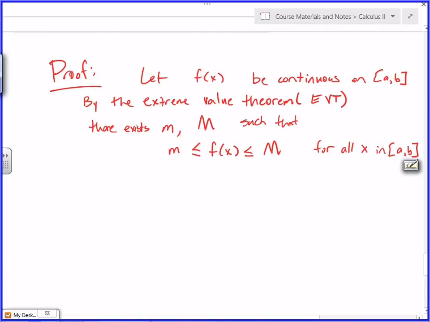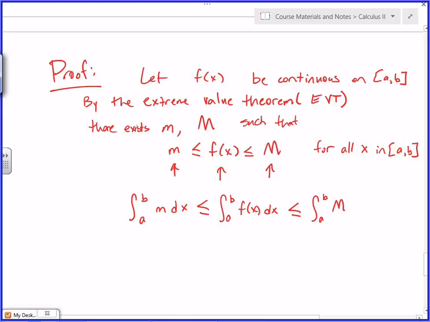Now what I'm going to do is integrate all three pieces of this. Integrate this, and integrate this over the interval. So the integral from a to b of little m dx is less than or equal to the integral from a to b of f of x dx, which is less than or equal to the integral from a to b of capital M dx.